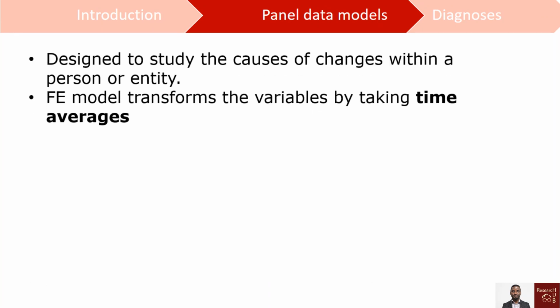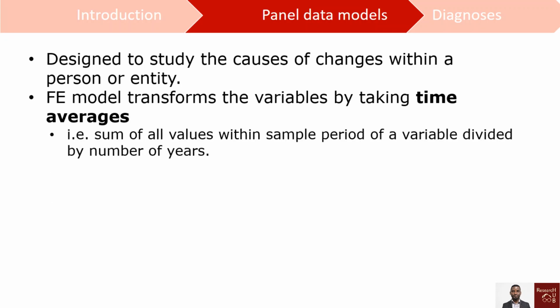So fixed effects is designed to study changes, the course of changes within a person or a company. And so how does fixed effects remove the UI that we are concerned about? Fixed effects does the transformation by taking averages. So you take all the values of a variable for the years and divide by the total number of years. Then when you take that average, you subtract the average from the individual's variable itself.